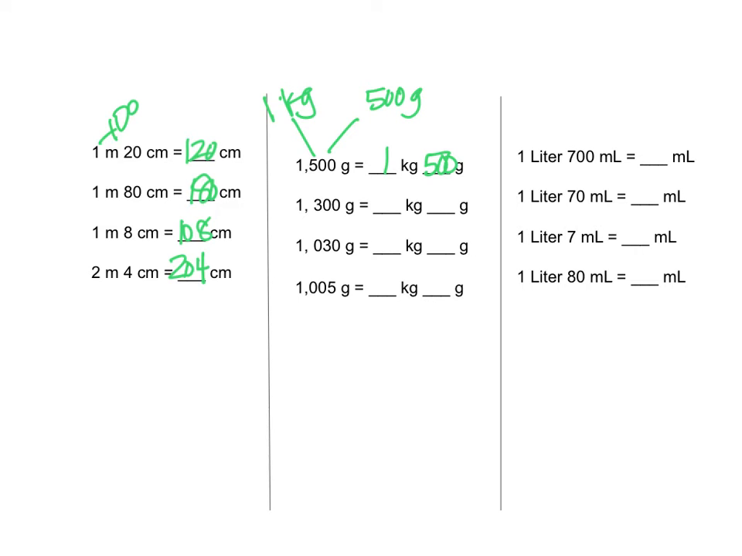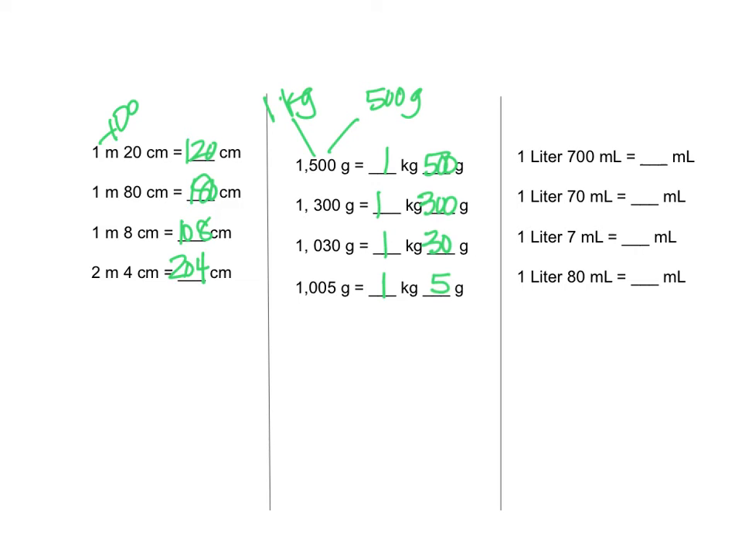Let's look at the next one, 1,300. Again, 1 kilogram, 300 grams. 1,030 grams, 1 kilogram, 30 grams. And the last one, 1,005 grams, 1 kilogram, 5 grams.